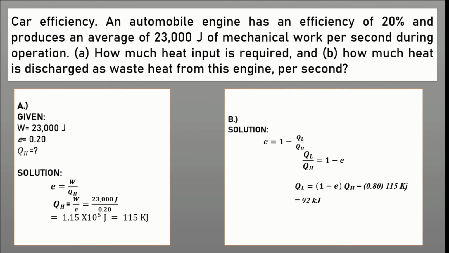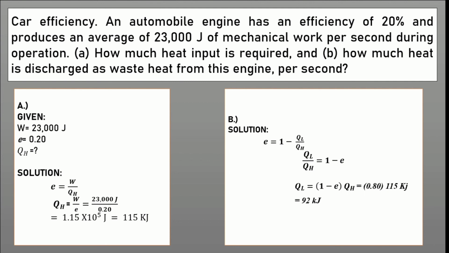Next exercise problem. Car efficiency. An automobile engine with an efficiency of 20% produces an average of 23,000 joules of mechanical work per second during operation. So here are the questions. For letter A, how much heat input is required? For letter B, how much heat is discharged as waste heat from this engine per second?